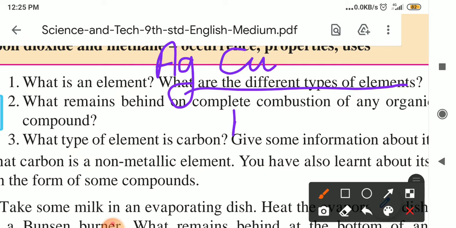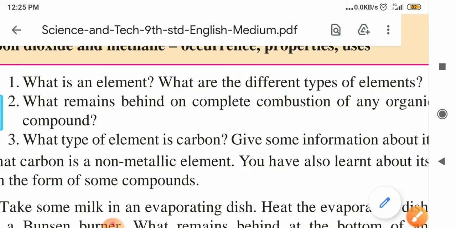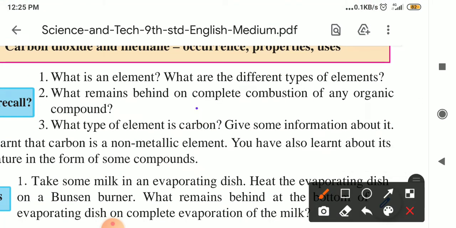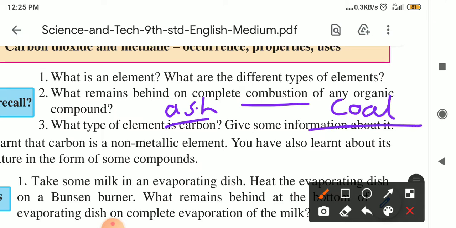In this way its classification is there. If you see the O2, oxygen, we write O2, we cannot write it as O only, and H2 in this way. So what is left behind when we combust any organic compound? Combustion: if we provide heat to it, then what happens? It burns, and what is left behind is called carbon, or it remains as ash or coal. These substances are left behind.